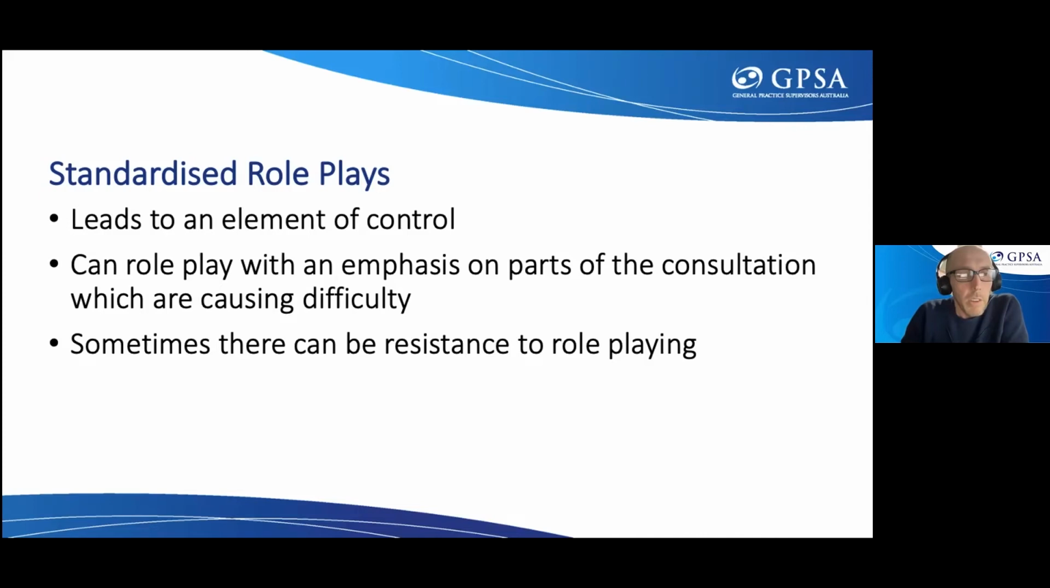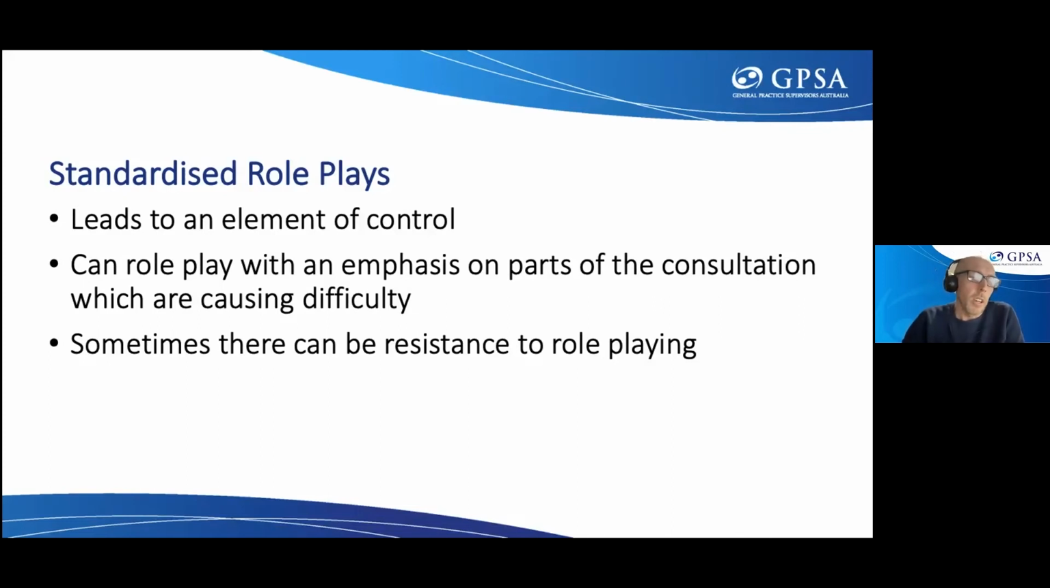So moving on to our favourite thing, standardised role plays. The good thing about these is that they give you a little element of control, so you can focus in with a bit of reliability on certain parts of the consultation. So you can role play a tricky part of the consultation that the registrar is struggling with and focus on those areas that they're having difficulty with.